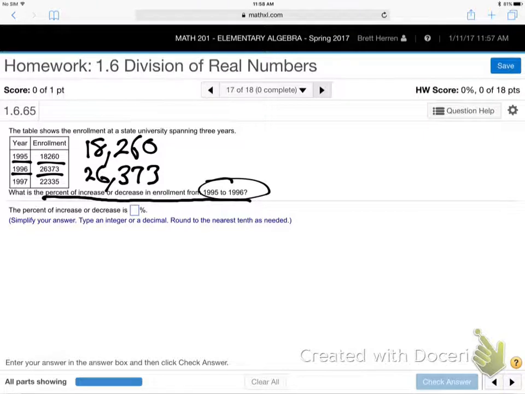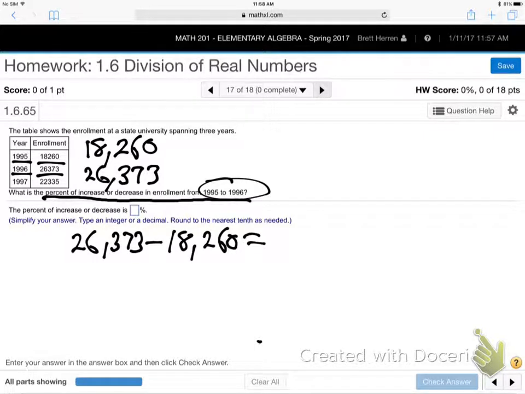Yeah. All right. And so what was the increase in enrollment? 8,000. Yeah, it's got it. Is that what your calculator says? Yeah, just subtract those in your calculator. 26,373 minus the 18,260. What was it?